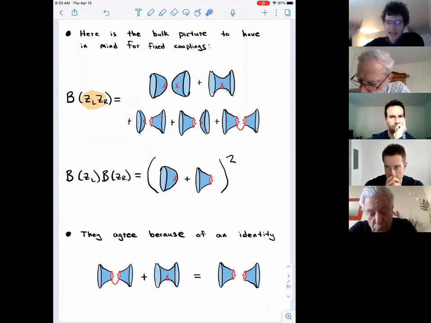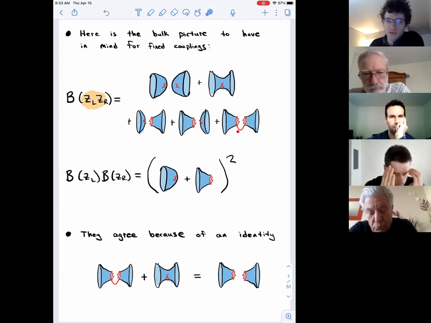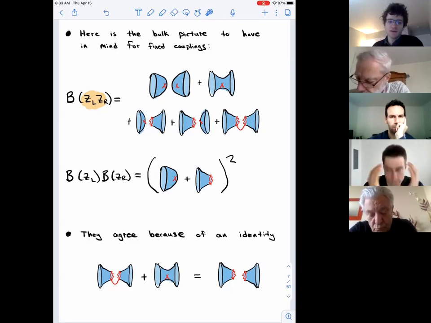And the jagged red line is supposed to indicate that they have very strong dependence on the couplings. So you can have a disk and a half wormhole, you can have a half wormhole and disk, or you can have two half wormholes. Okay, and this red line linking them is supposed to represent that these half wormholes exist in a theory where a wormhole was possible.